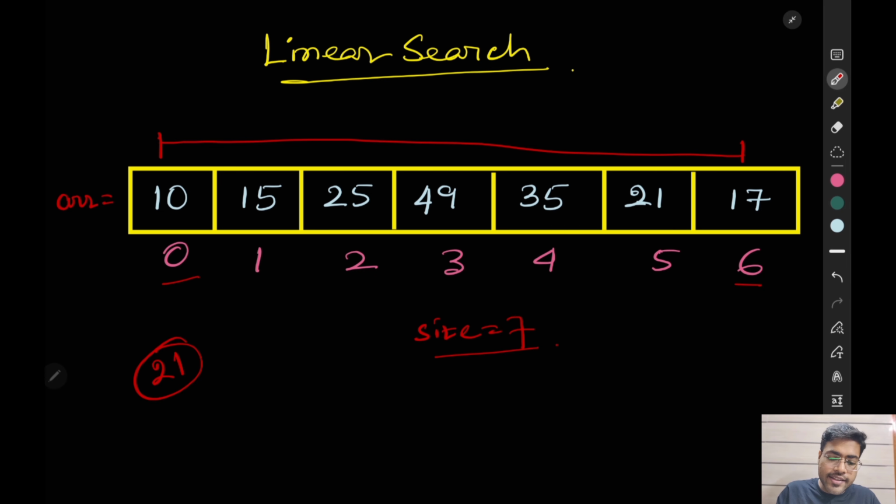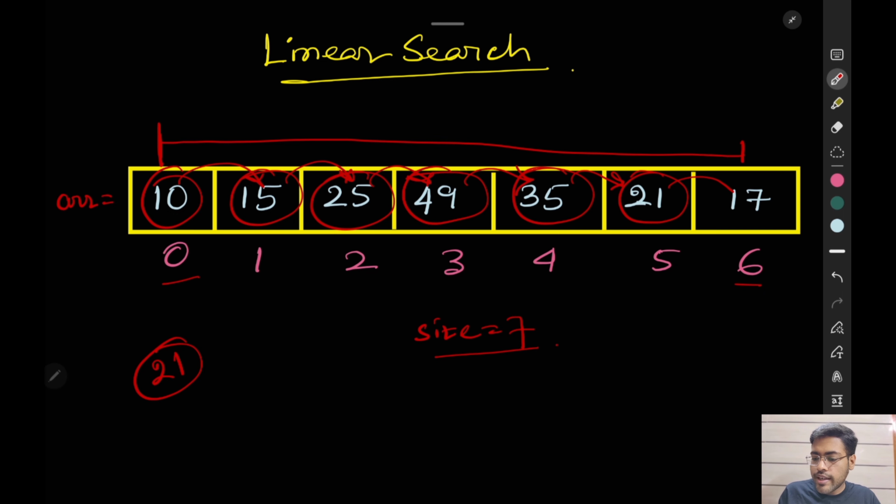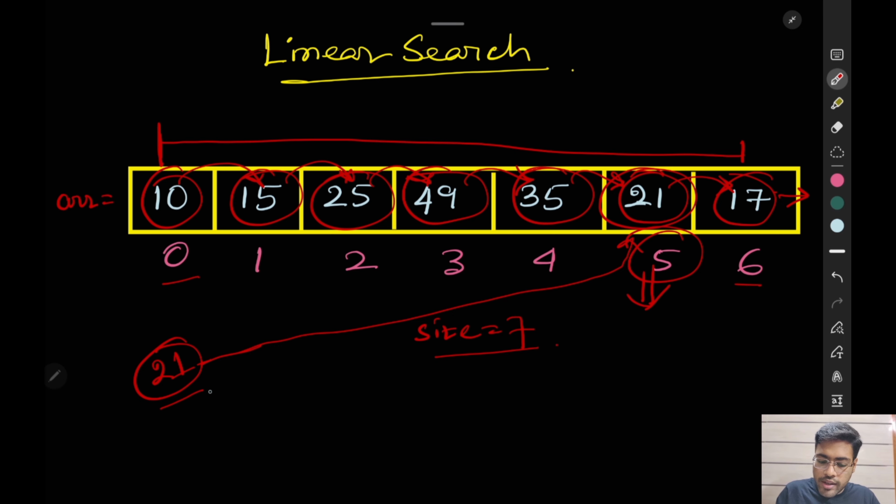And for checking that, I have to start the checking from the beginning and check one by one. That means from 10 to 15, then 25, then 49, then 35, then 21 and then 17 and then end. So if I find the value at any index, 21 is present at index number 5, at that time I will return the index number. That means for 21, what will I return?